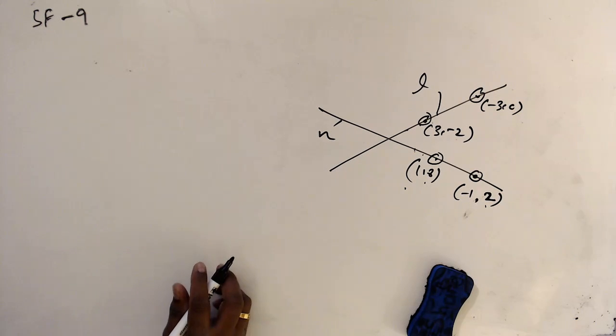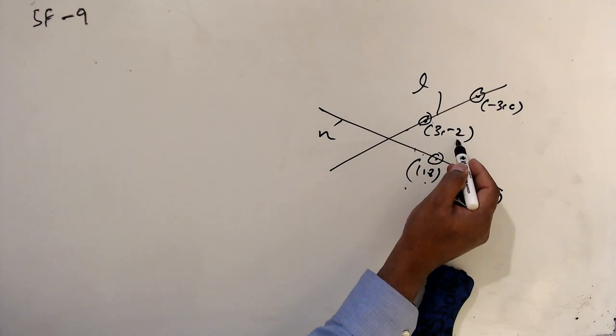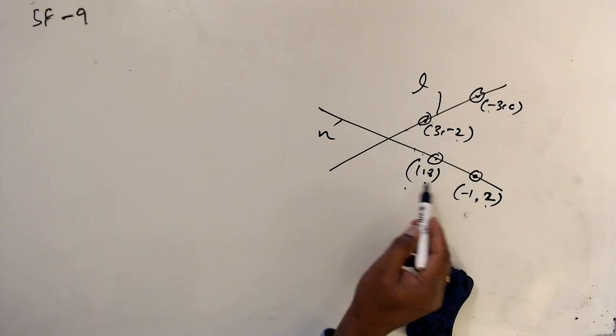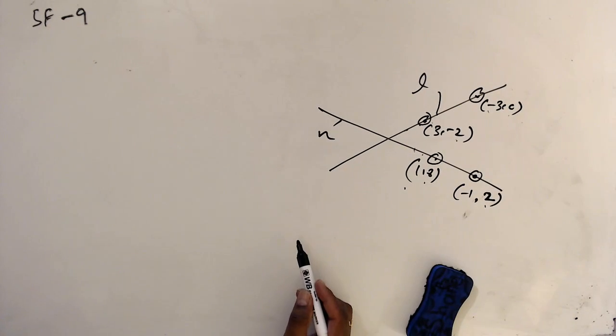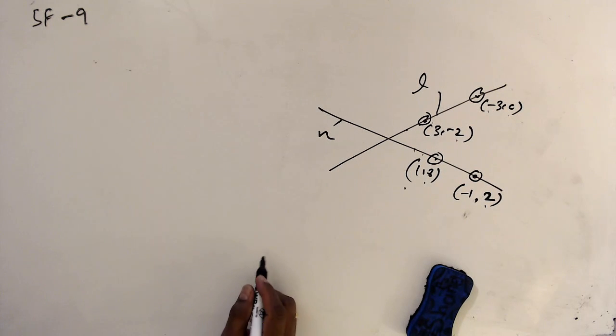Question number 9. Line L goes through (3, -2) and (-3, 0). Line N goes through (1, 8) and (-1, 2). We want to show that those two lines are perpendicular.